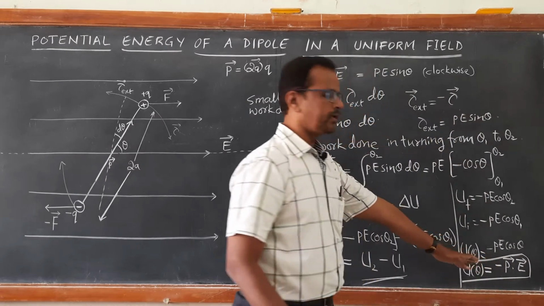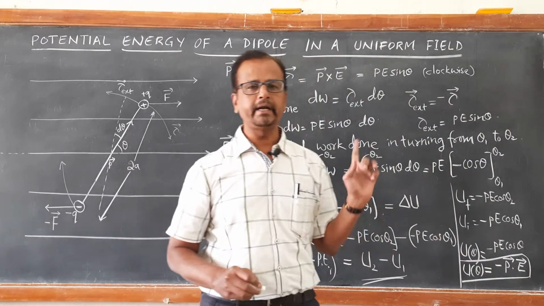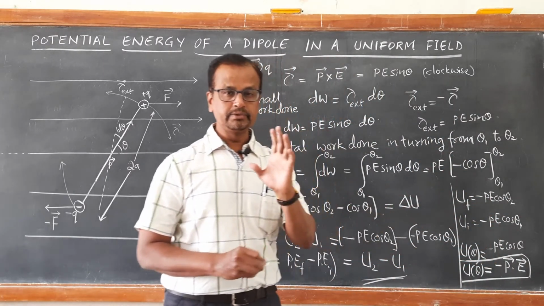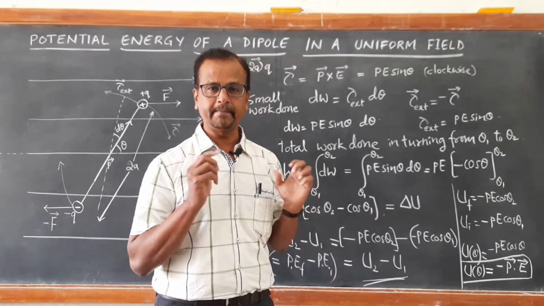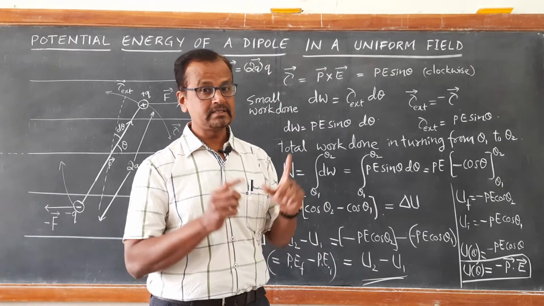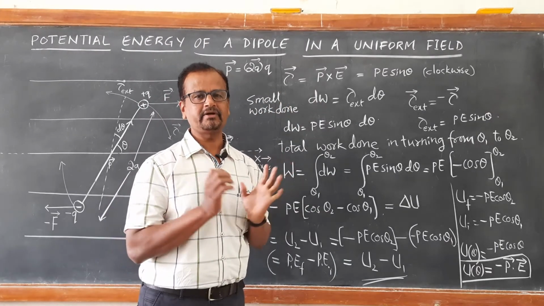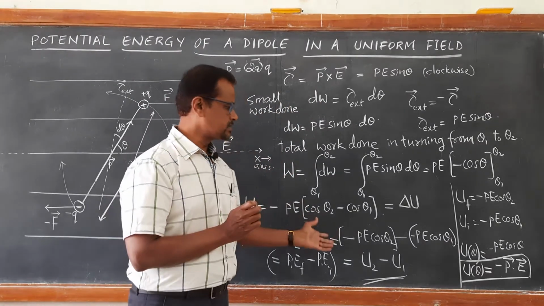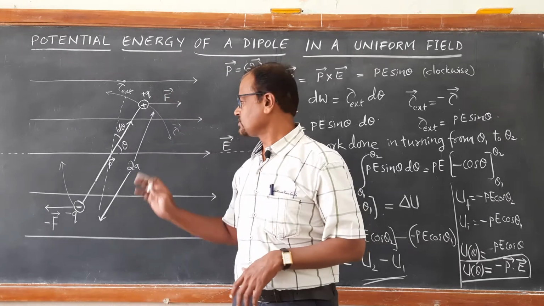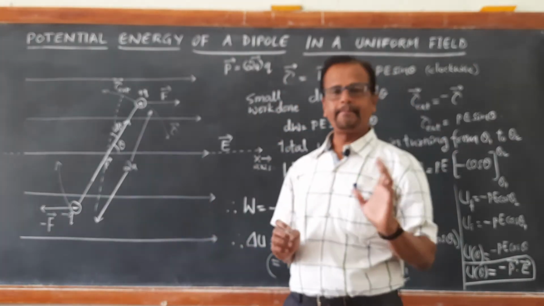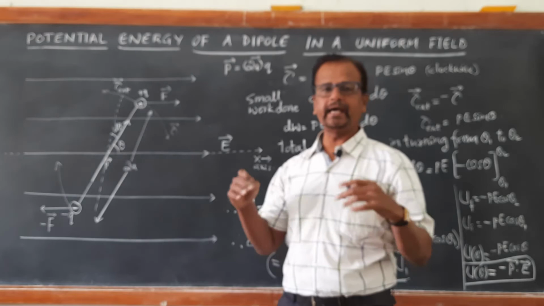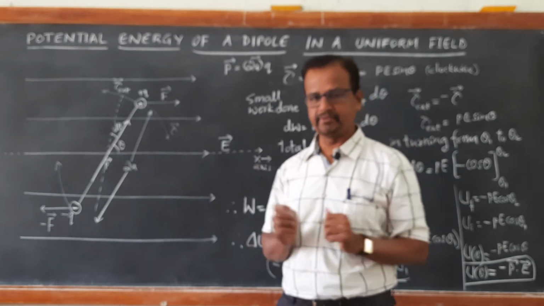So, the dot product of dipole moment and electric field gives us the potential energy stored in the dipole, whereas the cross product gives us the torque exerted, right. So, this is how we discuss the potential energy of a dipole placed in an external uniform electric field.